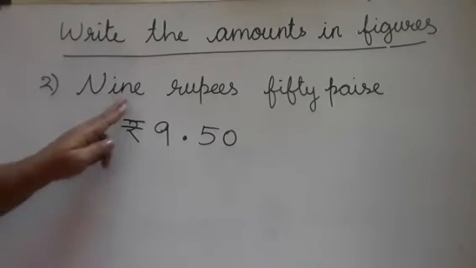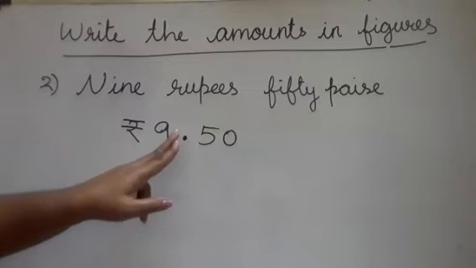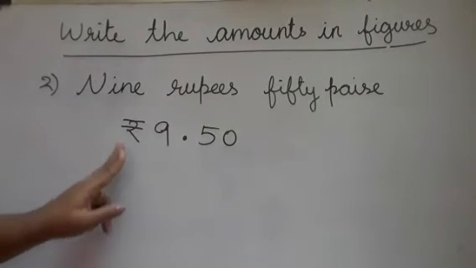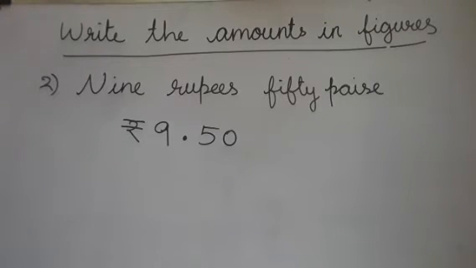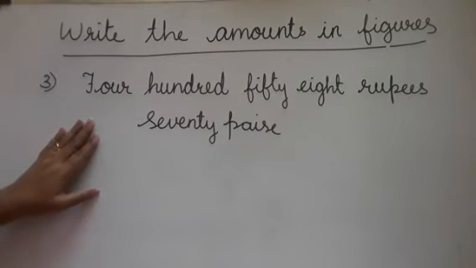What we have done? First, we write 9, then we write 50, then we put a dot in between the 9 and 50. After that, we draw the symbol of rupees at first. Is it clear, my dear kids? Okay, my dear kids, moving to the next question. Look at this.